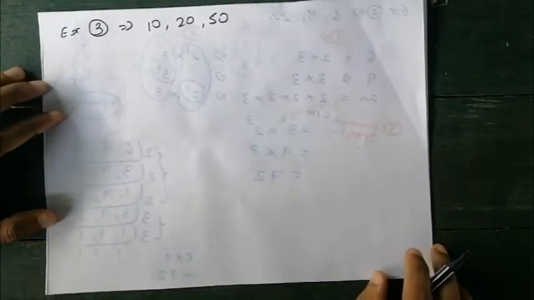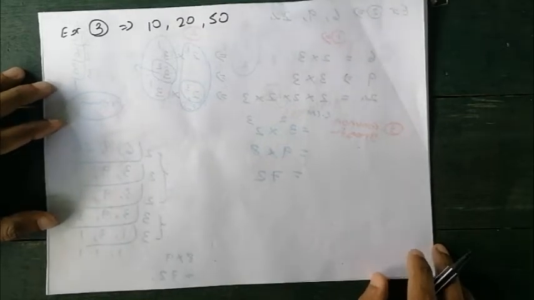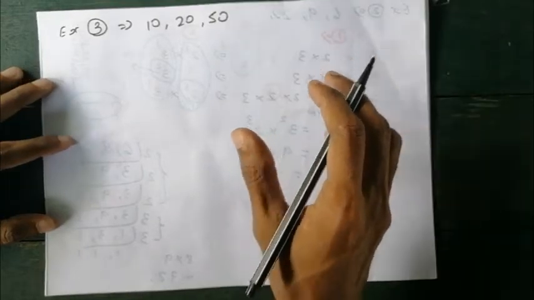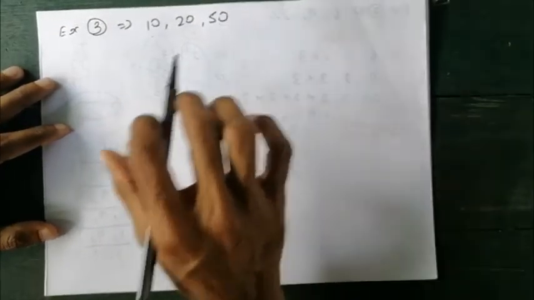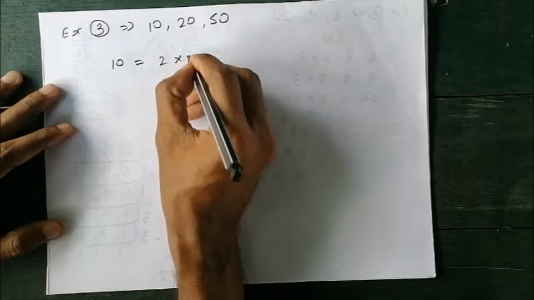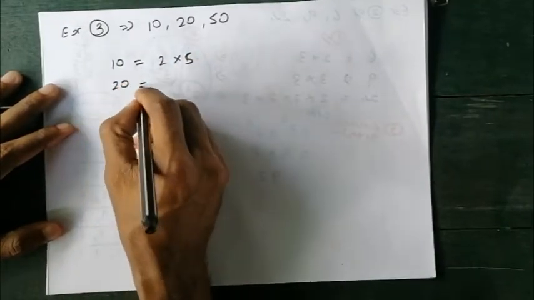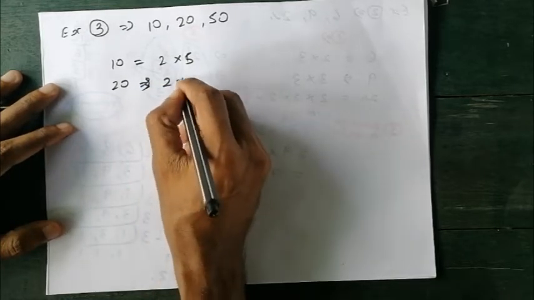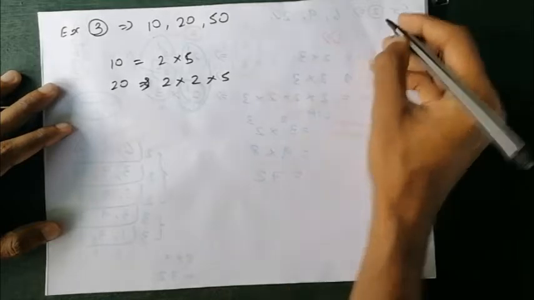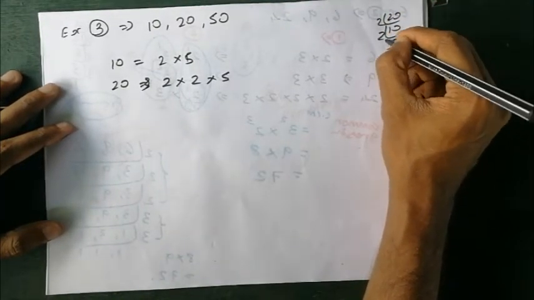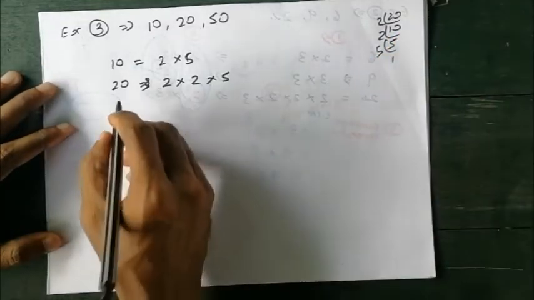Find the LCM of 10, 20 and 50, which means a number which can be divided by these three in common. Okay, first step: we are going to write the prime factors. 10 means it's 2 into 5. 20 divided by 2 is 10, divided by 2 is 5, and 5. So 2 into 2 into 5.